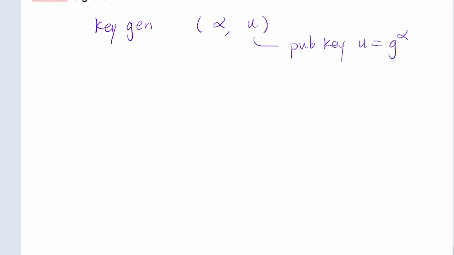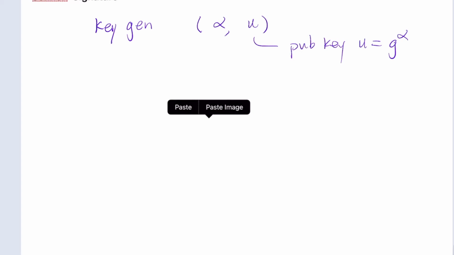Now we're going to see a real example of turning the Schnorr identification protocol, which is a Sigma protocol, into a digital signature scheme using the Fiat-Shamir scheme. The key here is introducing the hash function, which replaces the random challenge. The key gen part is the same: you have your private key alpha and your public key, U equals g to the alpha. And you have a hash function H.